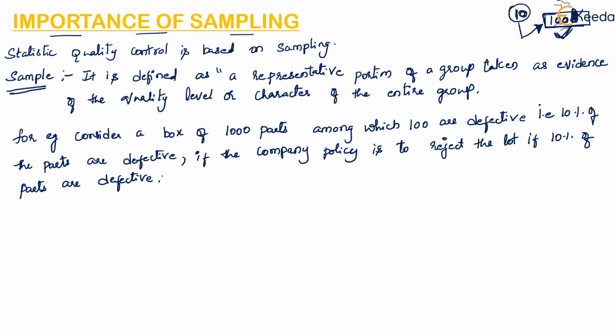So if a sample of 10 is drawn, there is no guarantee that one of them would be defective. It can contain none, it can contain one, or it can contain several defective items.